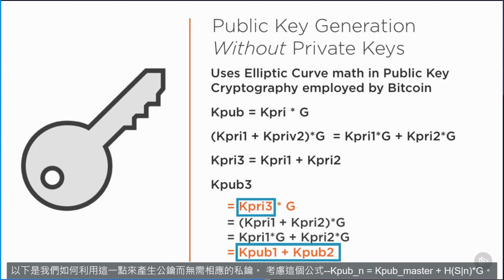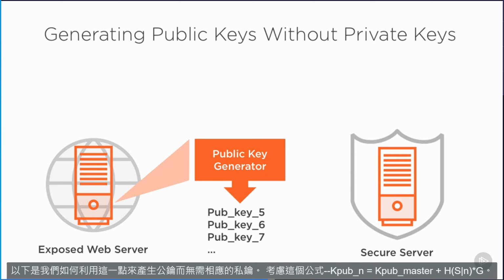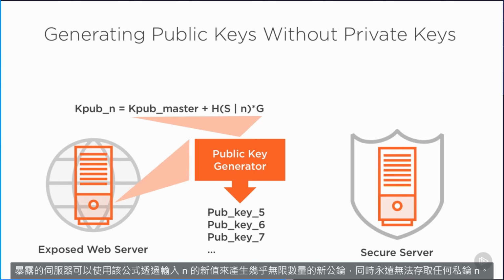Here's how we can take advantage of this to generate public keys without their corresponding private keys. Consider this formula: public key n is equal to k_pub_master plus hash of a seed and integer n, times g. An exposed server could use that formula to generate a nearly unlimited number of new public keys by inputting new values for n, all while never having access to any of the private key n's.